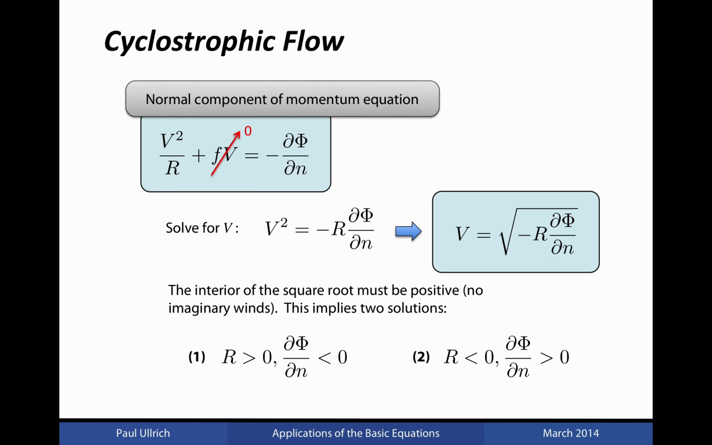So let's eliminate this term from the balance and then solve for the velocity experienced by the fluid parcel. Here we can multiply through by the radius of curvature and take the square root of the expression. Hence, the velocity experienced by the fluid flow is the square root of negative R times the pressure gradient in the normal direction. The interior of the square root must be positive in order for no imaginary roots to arise from this equation. This implies that only two solutions are physically possible. Either the radius of curvature is positive and the pressure gradient force is negative, or the radius of curvature is negative and the pressure gradient, the derivative of the geopotential height in the normal direction, is positive.